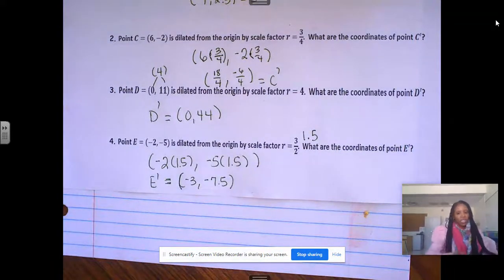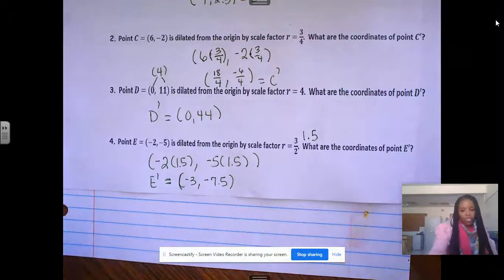All right, I hope this helped you. And then I'm going to do scale factors with another simple video of how to find the scale factor when they give you a figure. So you'll get another video for that.